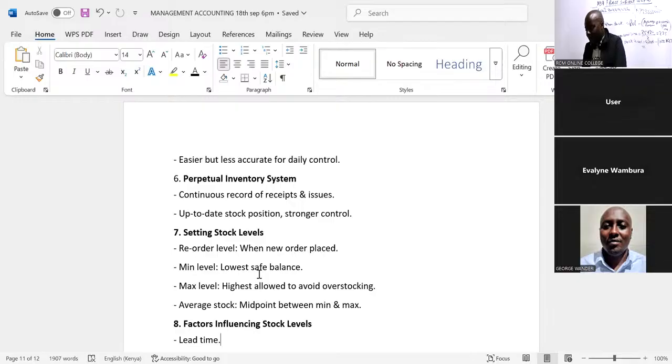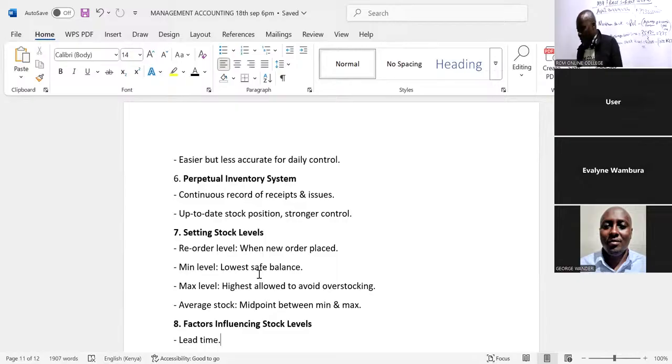Then we have the maximum level. This now marks the very highest that we can ever reach. Once we reach this maximum level, we need to think of what we call overstocking. We don't want to overstock. Say we have these models of computers and you have overstocked. Then other people innovate better computers, and yet you had so many of them. So you lose terribly.